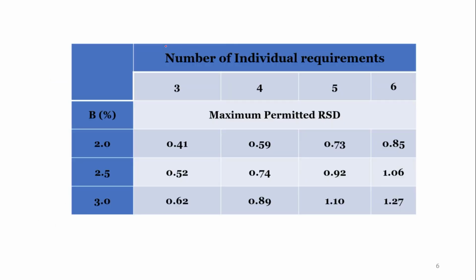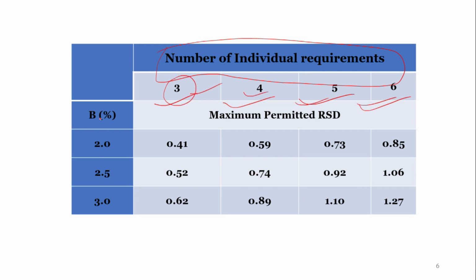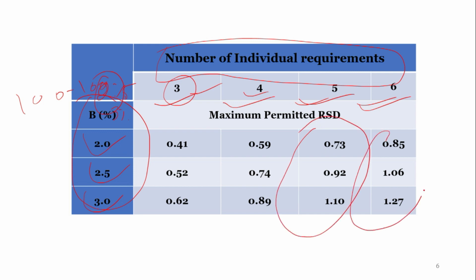Now in this table you see number of individual requirements 3, 4, 5, 6. Number of individual requirements means replicates, either 3, 4, 5, 6, whatever replicates, and B means the percentage difference. B means 102 minus 100, the upper limit. If it is 2, if it is 2.5, if it is 3, means 102, 102.5, 103 percentage. So basically in pharma companies we will give these readings, 5 replicates and 6 replicates. So if the limit is 2%, 102, it should be 0.73 percent RSD for 5 replicates and 0.85 for 6 replicates.